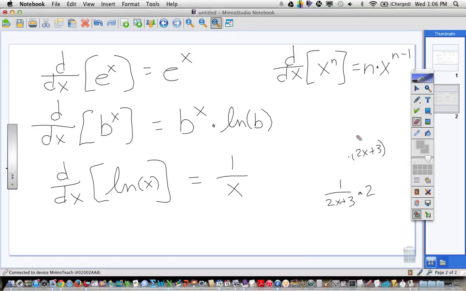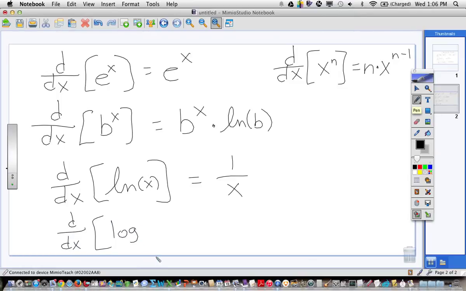All right, now, what if you have logs of another base? This doesn't happen very often, so it's one of the reasons we miss it, because we don't see it very often. We forget about it. The ones we use all the time, we tend to get pretty easily. But what if you had a log of a different base? Well, it's kind of like an exponential. It's basically the same thing. It's still 1 over x, but then we have to tack on 1 over ln b. We tack on a 1 over ln b.